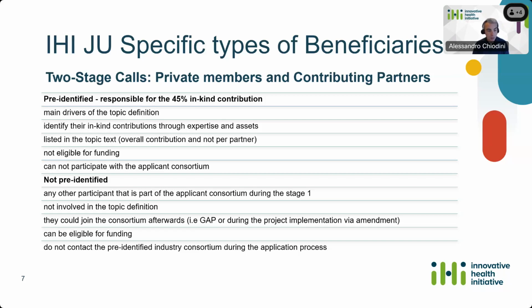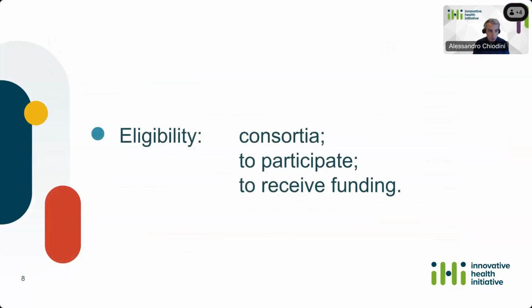Then most important, they do not need to contact the pre-identified industry consortium at this stage, because only the winning one from stage one will be matched in a sort of closed webinar with the industry consortium in order to prepare the full proposal. And then with this, I would like to conclude this first, let's say, introductory part, and then hand it over to my colleague Desmond for a few slides about eligibility.